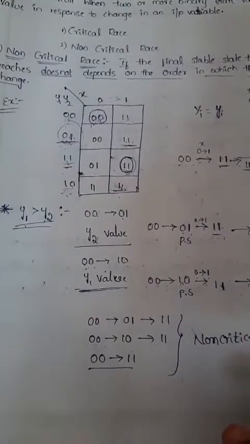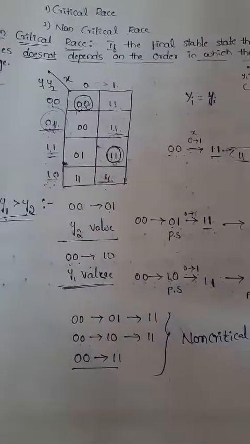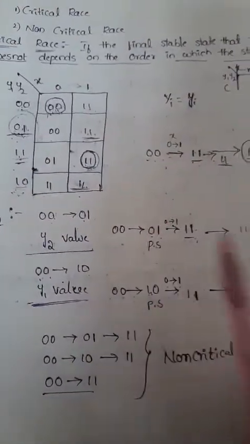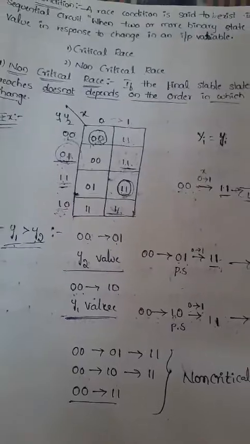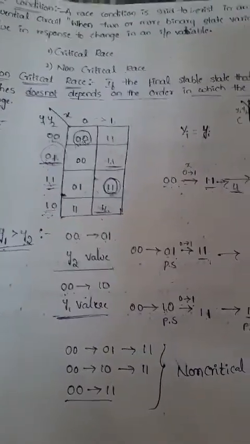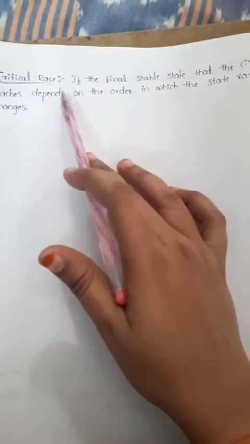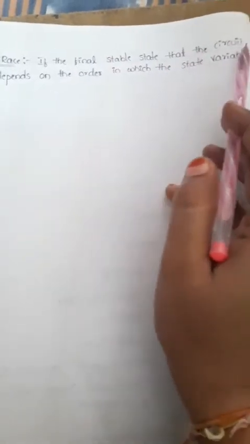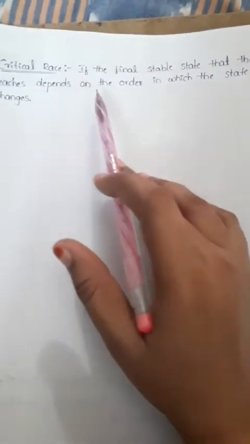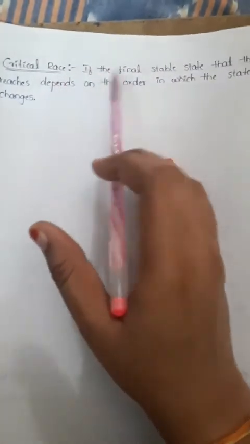This is non-critical race. So now come to the critical race. The same thing will be repeated in that, but here it will depend. Critical race is nothing but dependent on the order. Okay, so now we'll see that critical race condition also. So now we'll go for the next state, that is critical race. So what is the definition of critical race? It means the final stable state that the circuit reaches depends on the order in which the state variables change. So it will depend on the order.